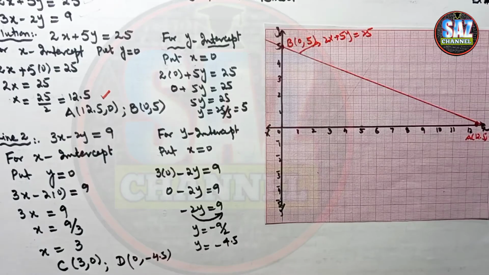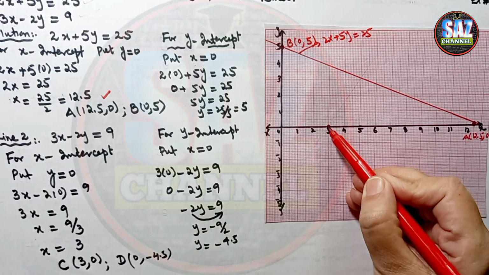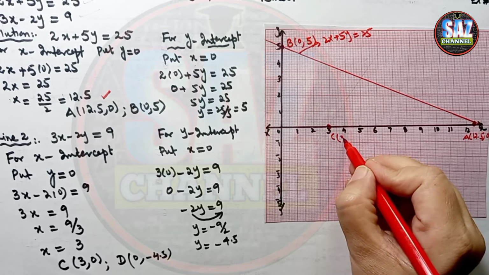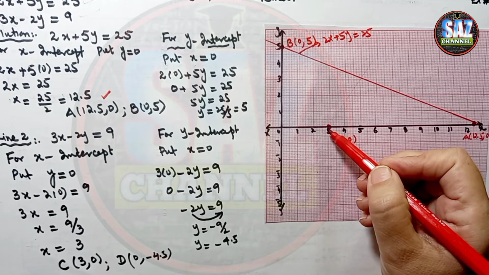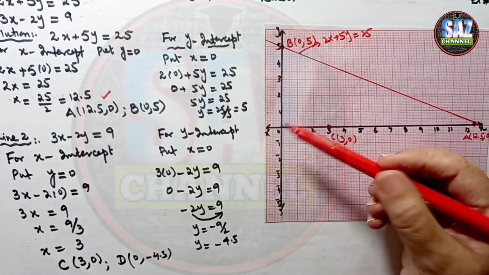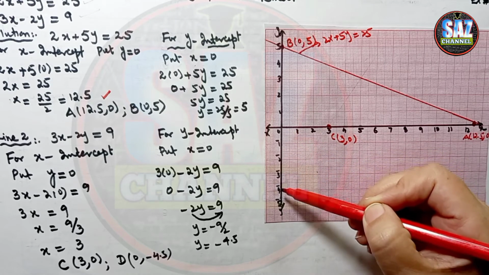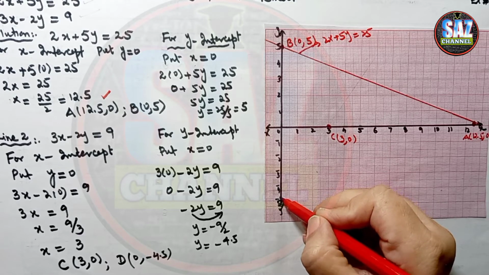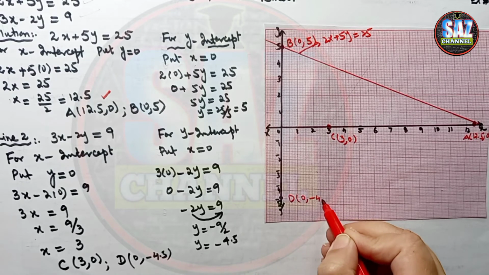Now let's quickly mark these 2 points on the graph paper. C, 3 with 0: the x value is 3, y is 0. The point will be coming over here on the x-axis. The reason is that whenever we have y value 0, the point is marked on the x-axis. That's why it's called the x-intercept. For the other point, D, 0 with minus 4.5, the y value is minus 4.5. So the point will be right in between 4 and 5. This is D, 0 with minus 4.5.